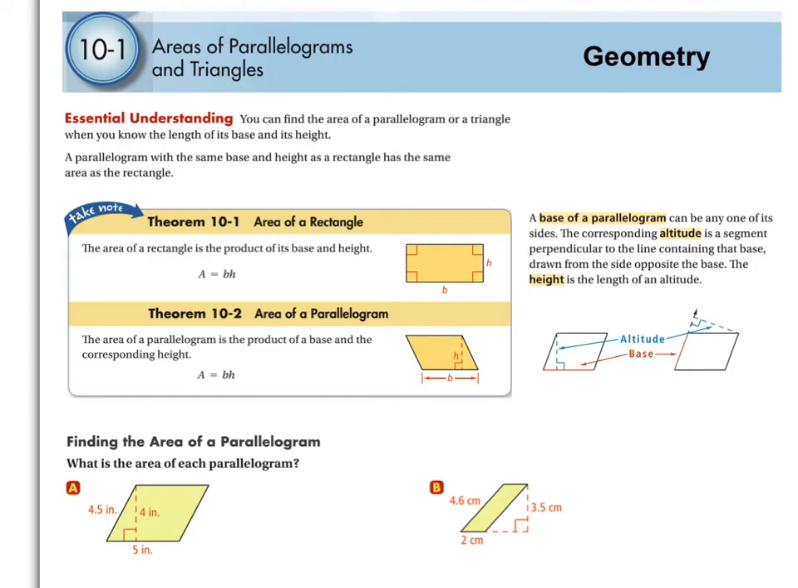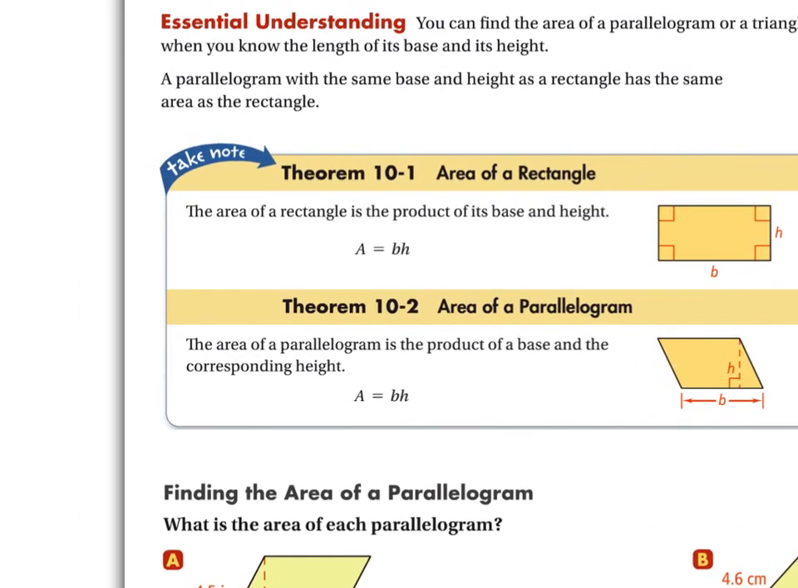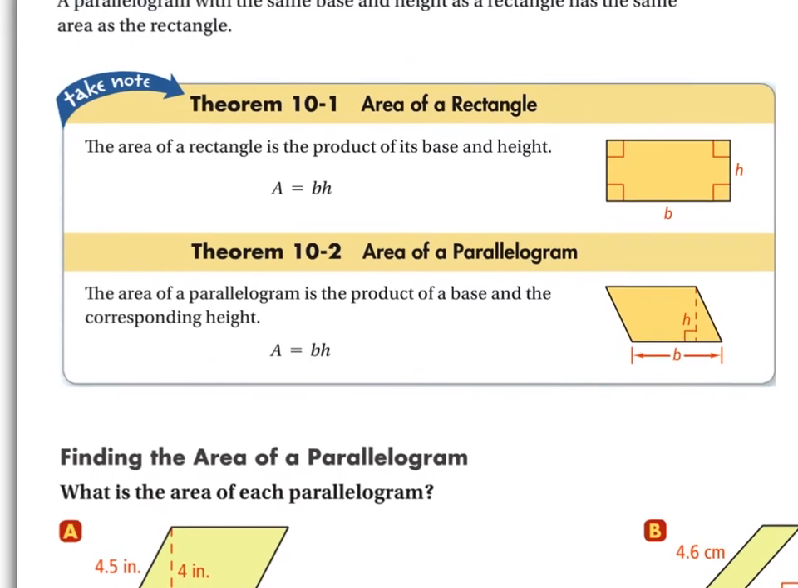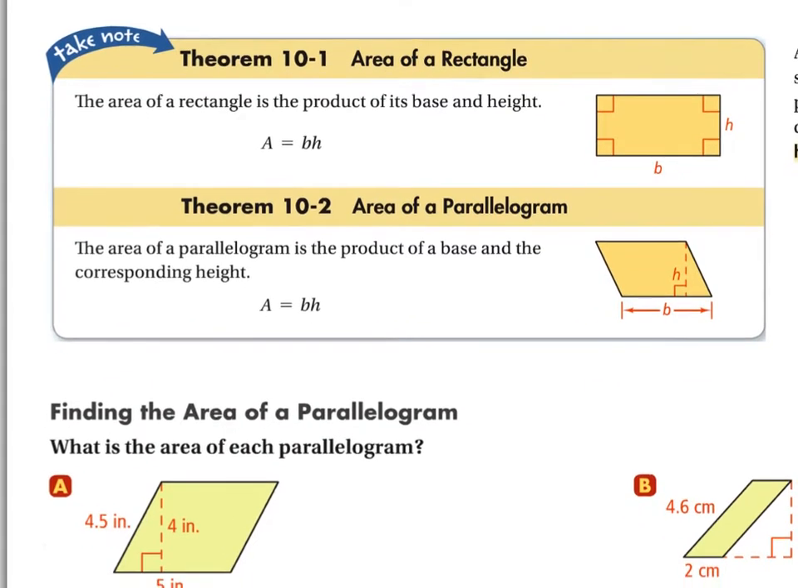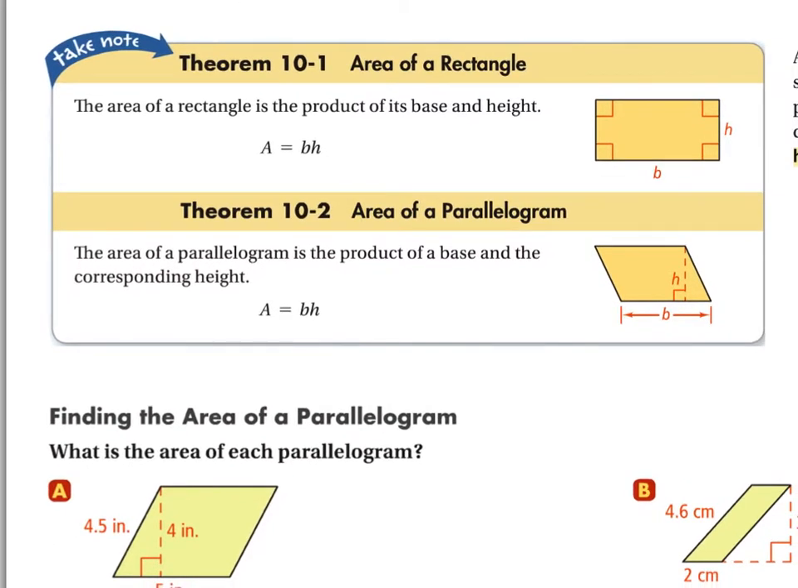So, let's first talk about the area of a rectangle and a parallelogram. The area of a rectangle is the product of its base and height. As you're looking at this picture, we have a rectangle, a four-sided figure with four 90-degree angles. You'll notice you have the base and the height. If you multiply the base times the height, it gives you the area of that rectangle. Now, what does that mean, the area of the rectangle? Essentially, how many 1 by 1 squares can we put into this box? That's essentially how much area that is.